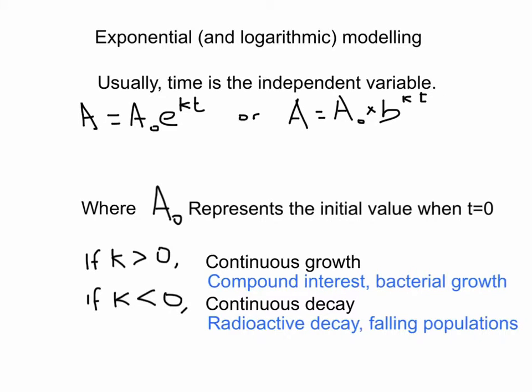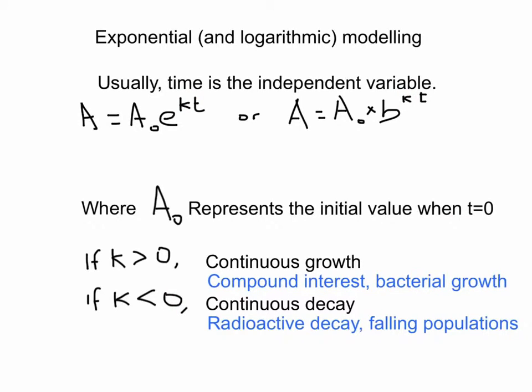Okay, so we're looking at exponential and logarithmic modeling, and usually time is the independent variable, so it goes on the x-axis and something else goes on the y. So we could have base e, or we could have a base some other number. So you can have basically the first part being the initial value, that's when t equals 0. And if k is greater than 0, then it means it's continuously growing, going up with time. And if k is less than 0, then it's falling with time.